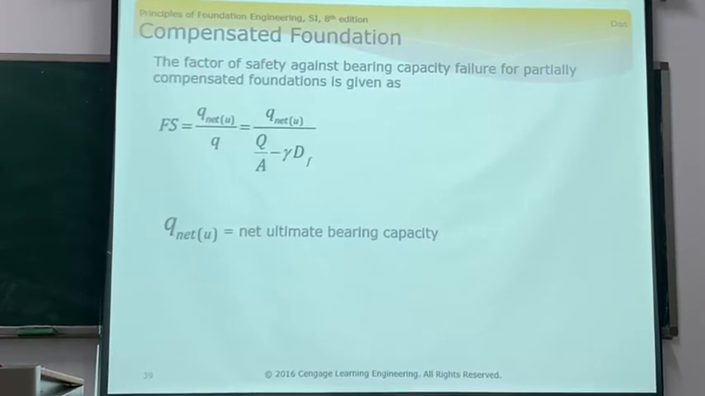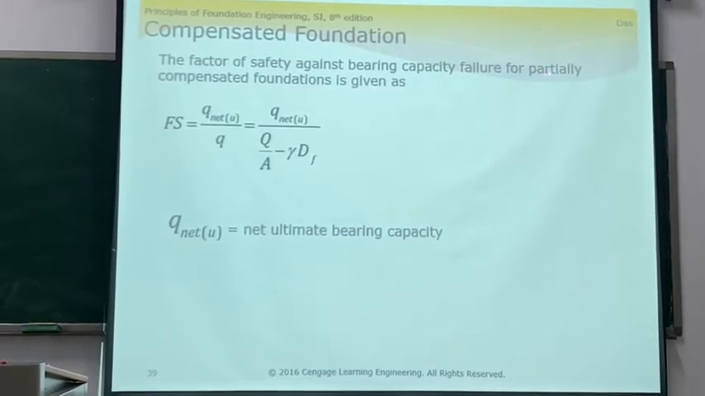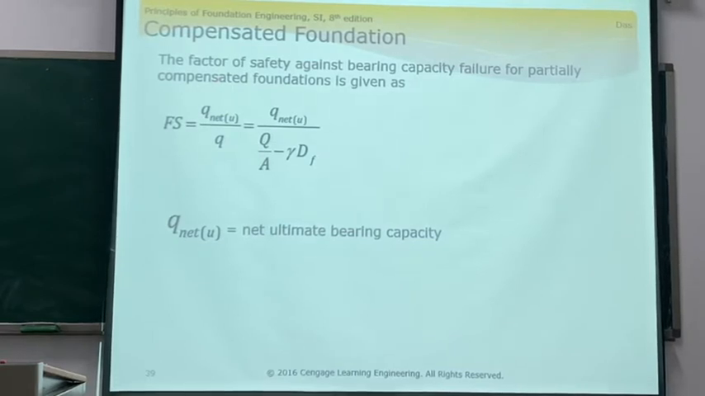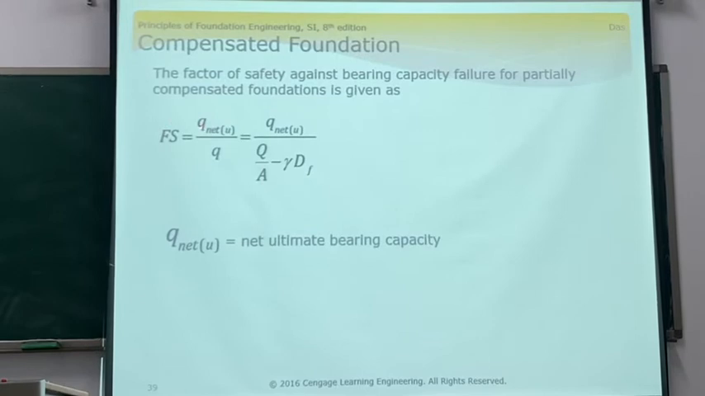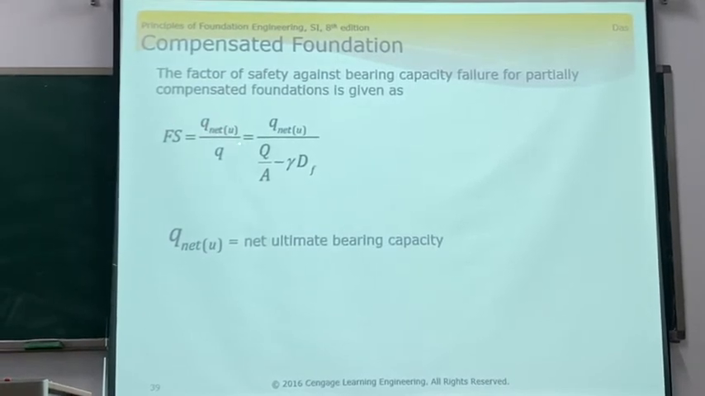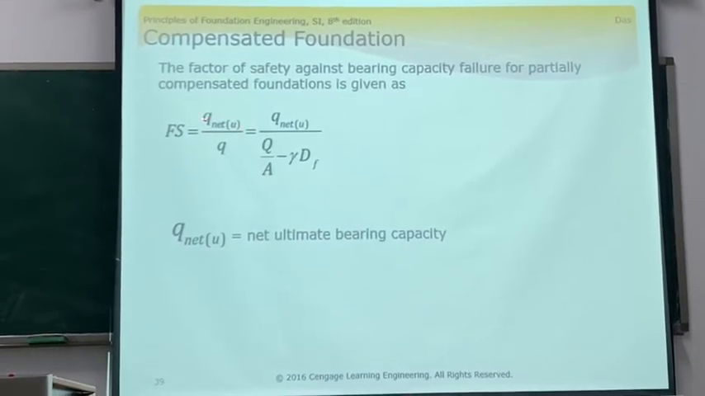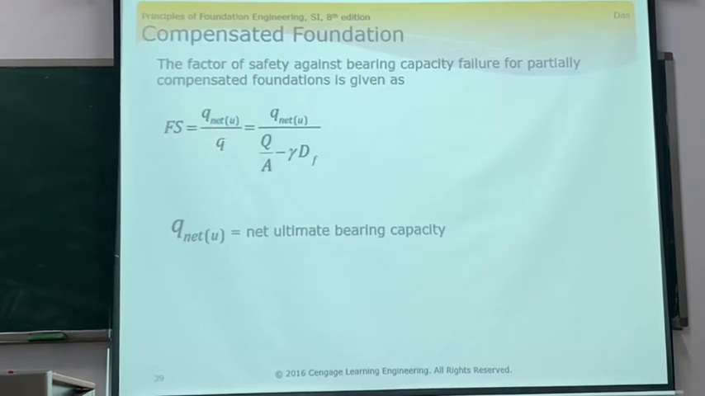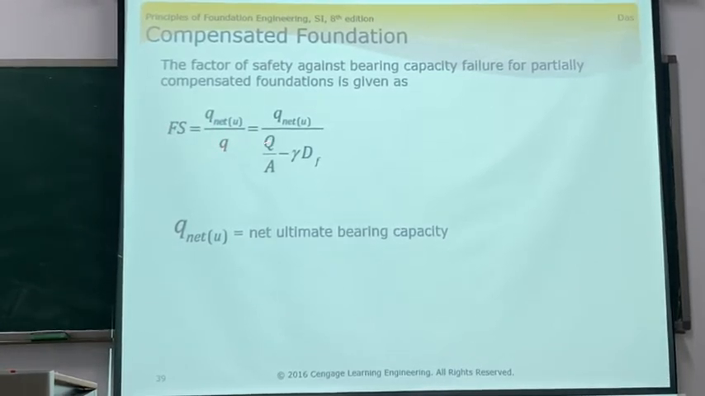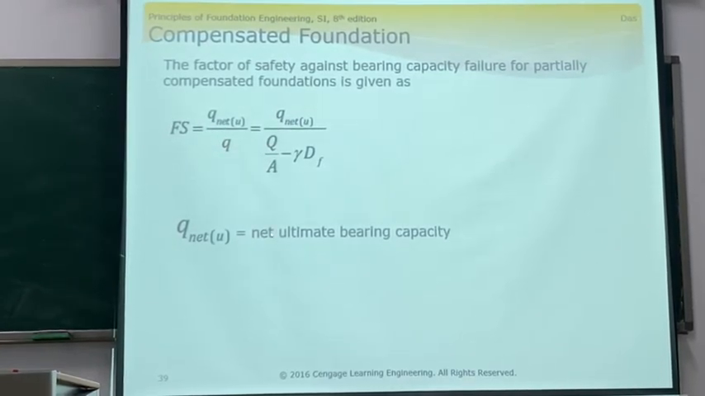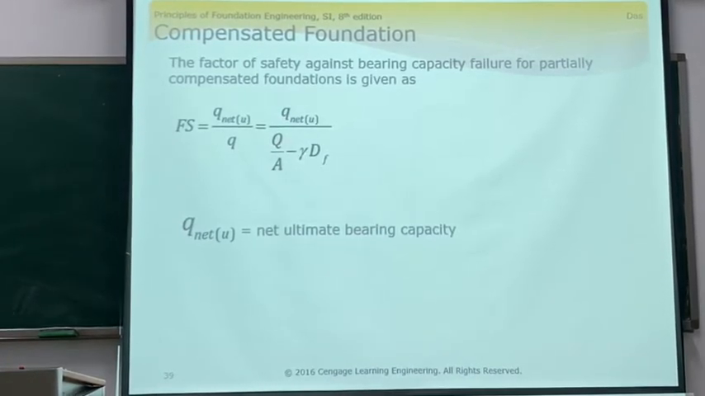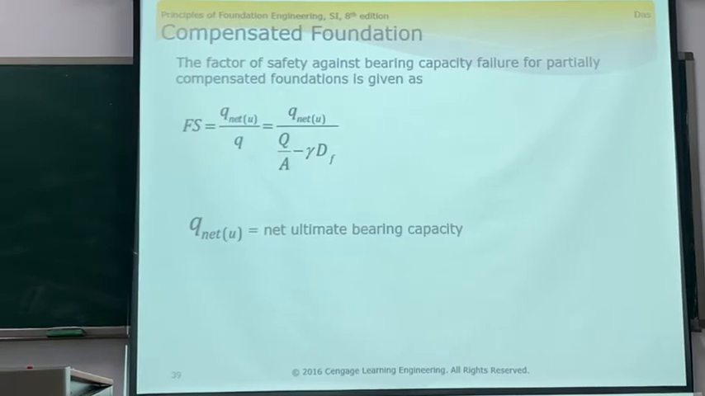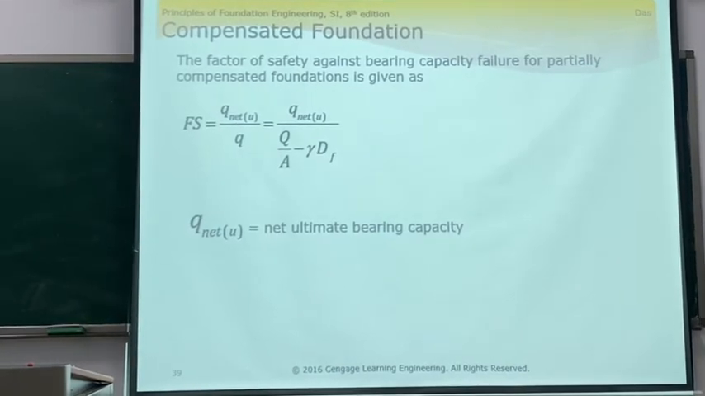The factor of safety against bearing capacity failure for a mat foundation is given as follows. This is the factor of safety using the QNet ultimate divided by the Q. So we can get the QNet. QNet is the net ultimate bearing capacity times QA by QS. This is how to calculate the FS.